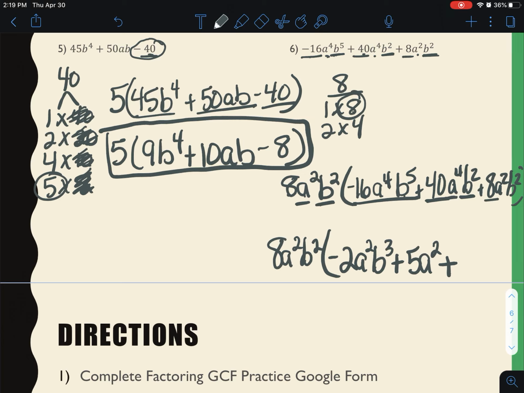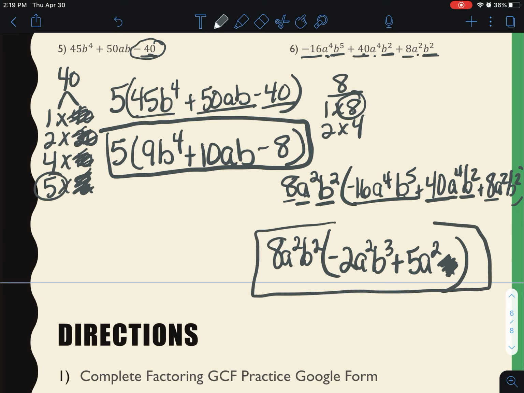Plus 8 divided by 8 is 1. And a squared divided by a squared cancels that out. B squared divided by b squared cancels that out. So actually, I don't even need that plus sign, because the whole last term ended up dividing out. So that is my final answer for number 6.